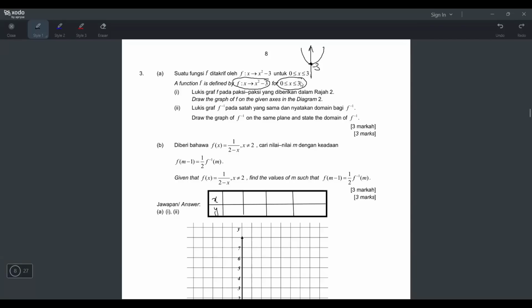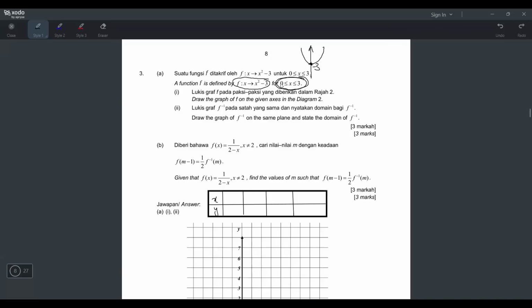And also, if they want us to restrict, they want the first x coordinate to be 0, the last x coordinate to be 3. It means you also have to find the starting point and the ending point. And one more point you have to find is the turning point. If it's quadratic, you need to find the turning point, right? The turning point. All right.